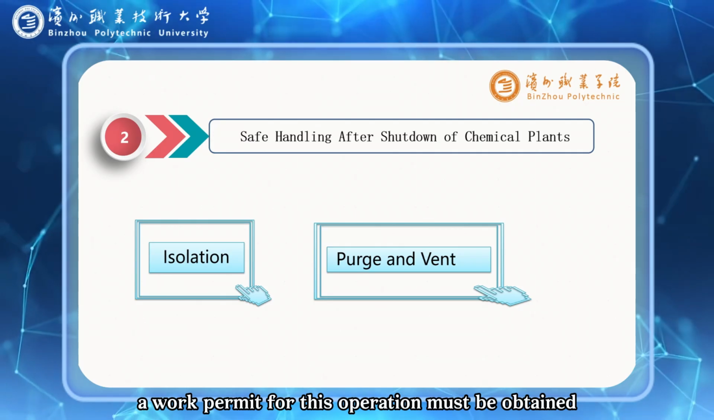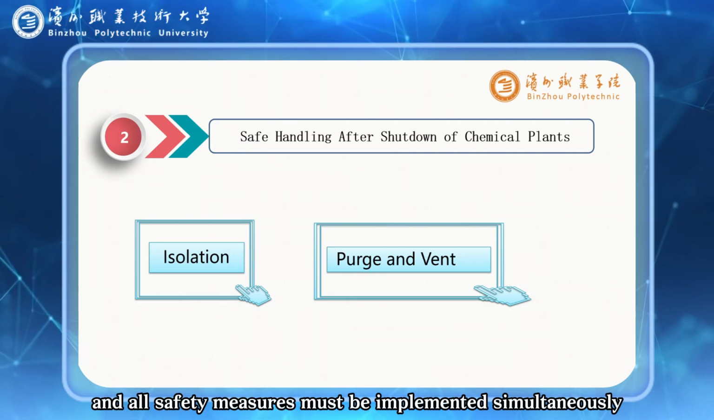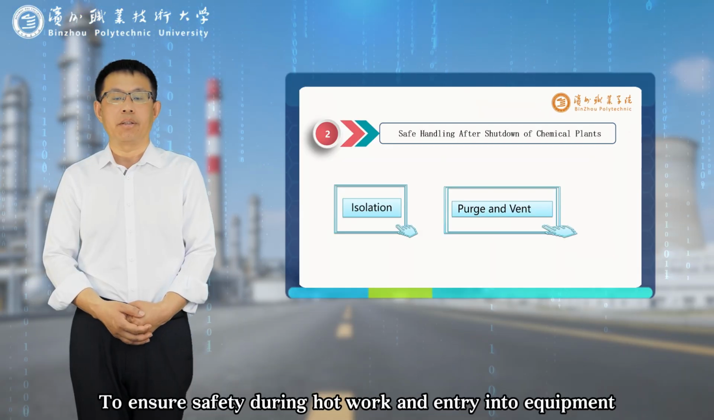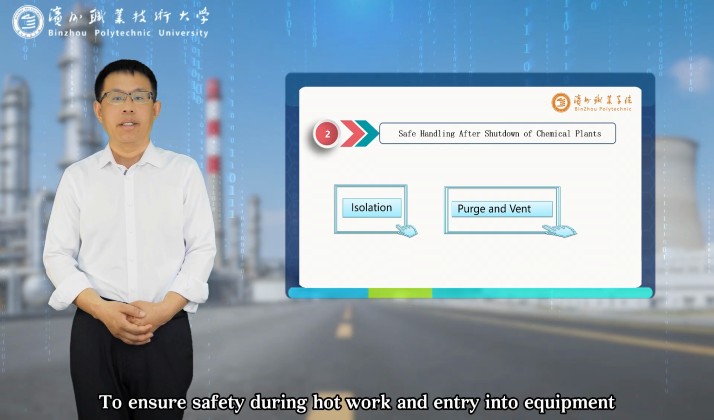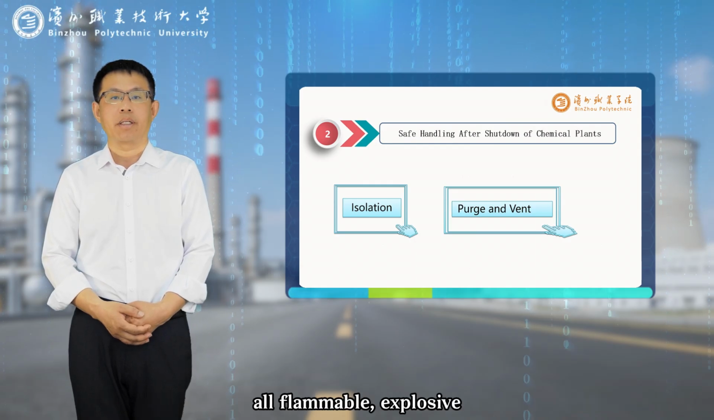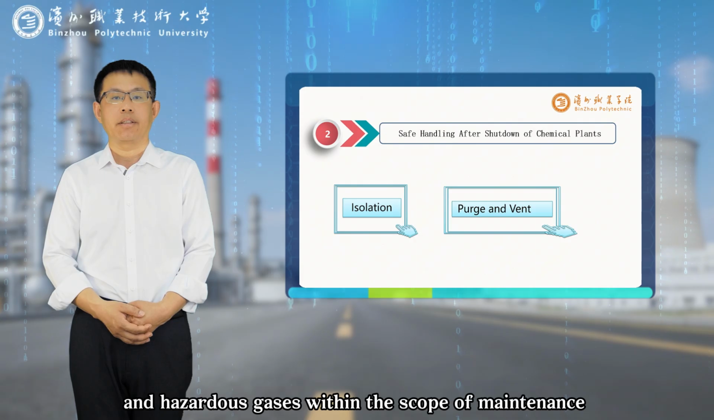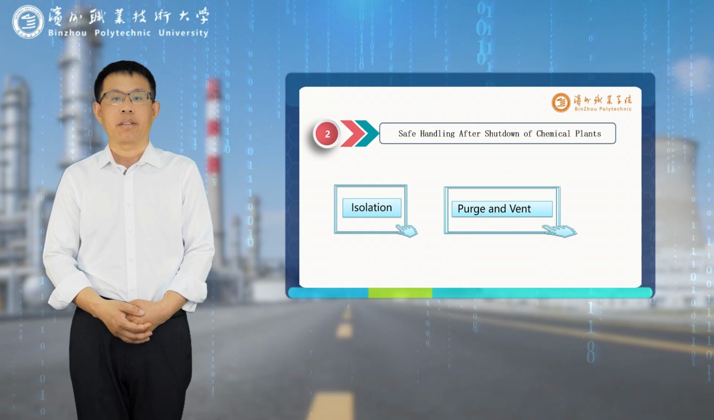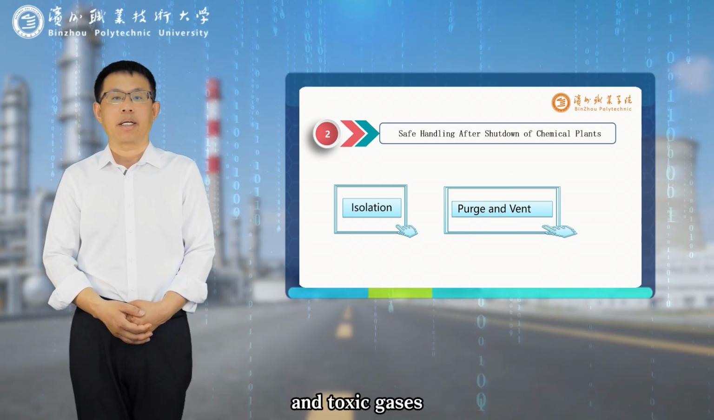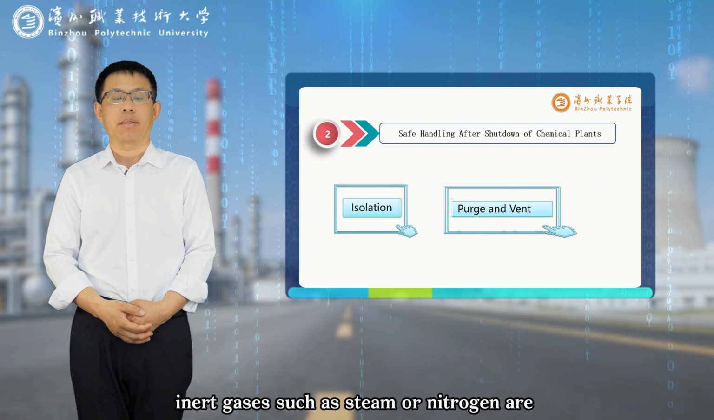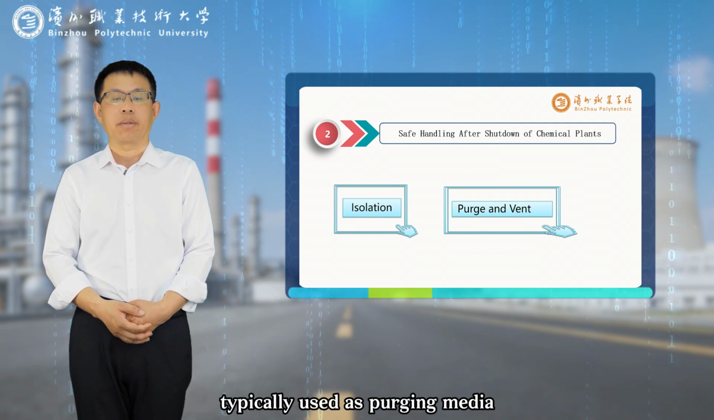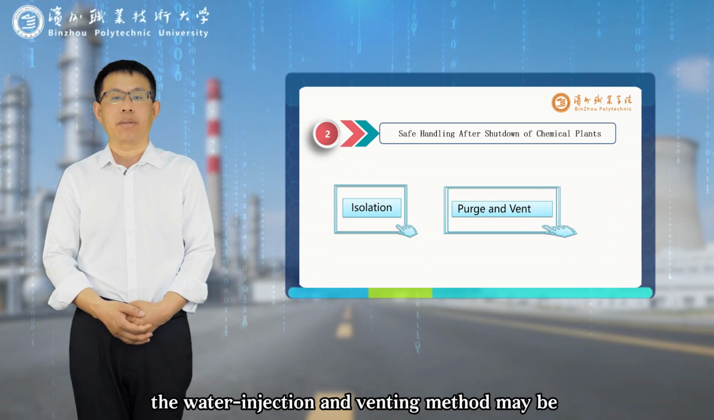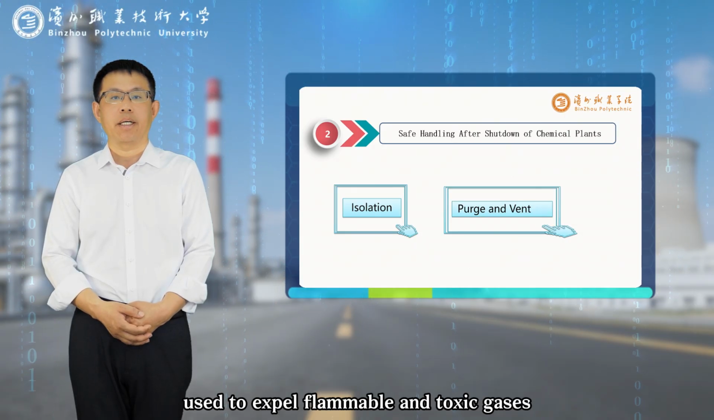Inserting and removing blind flanges is a hazardous operation. A work permit for this operation must be obtained, and all safety measures must be implemented simultaneously. Purging: to ensure safety during hot work and entry into equipment, all flammable, explosive, toxic, and hazardous gases within the scope of maintenance must be purged from all equipment and pipelines. For flammable, explosive, and toxic gases, inert gases such as steam or nitrogen are typically used as purging media. Alternatively, the water injection and venting method may be used to expel flammable and toxic gases.